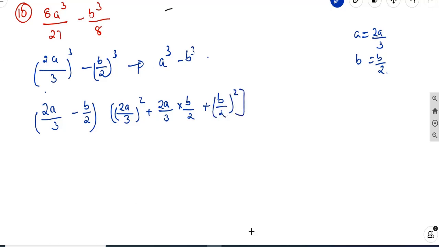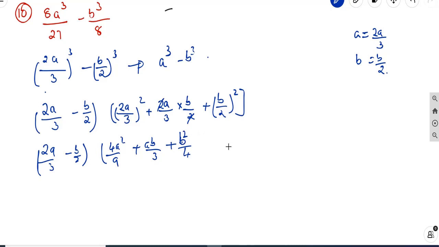So this becomes 2a by 3 minus b by 2 into 4a square divided by 9 plus, see this 2 and this 2 get cancelled, so this becomes ab by 3 plus b square by 4. So this is the solution for problem number 10. We'll go for the next problem.